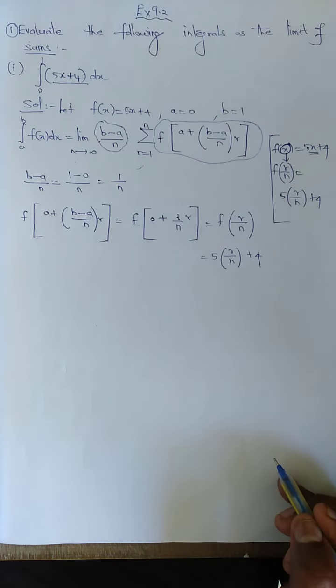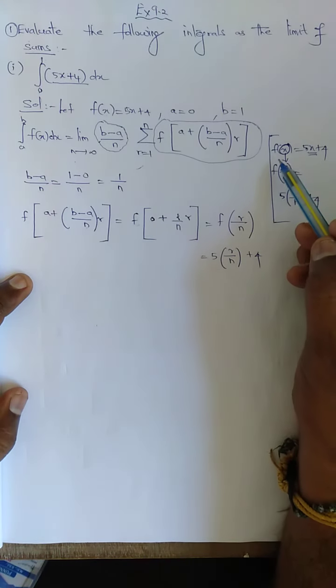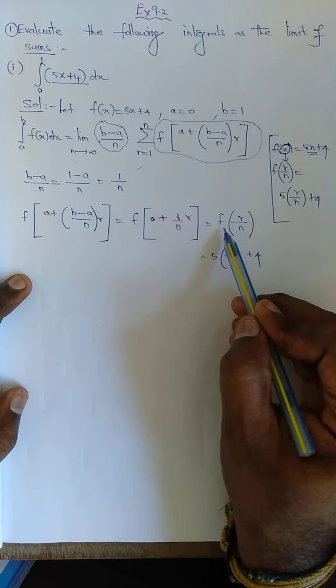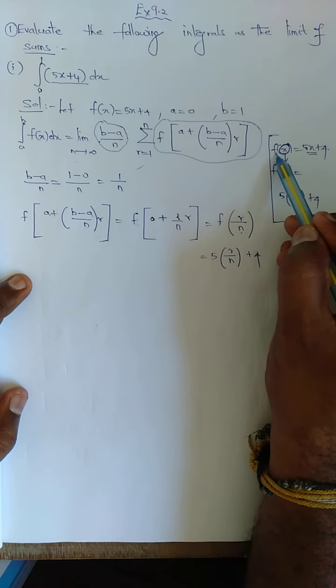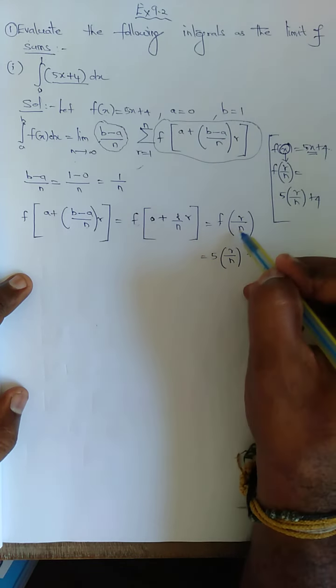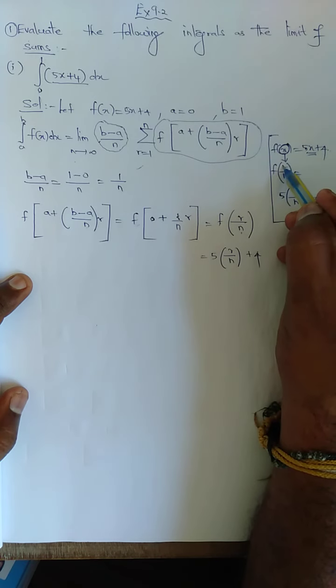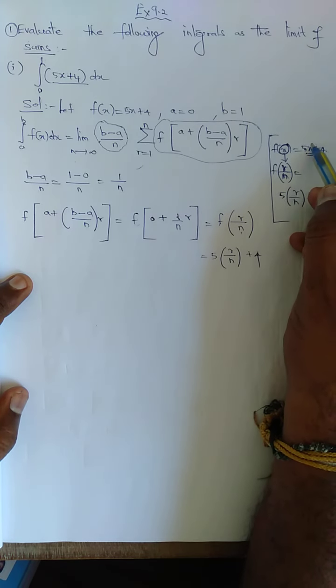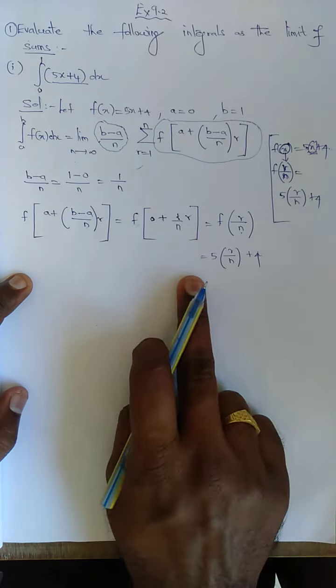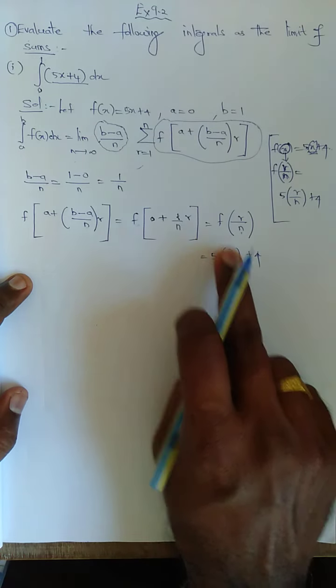This is a very, very important thing. Because we know f of x is equal to 5x plus 4, but what I need is f of r by n. In place of x, I need to apply r by n. So 5 into r by n plus 4. This is the value we have generated from here.